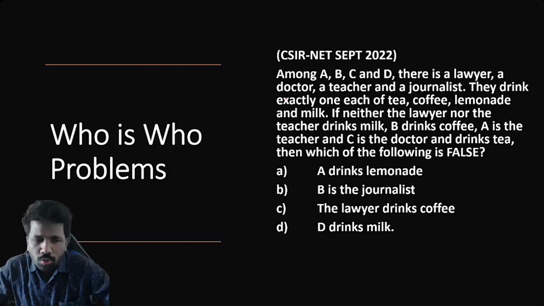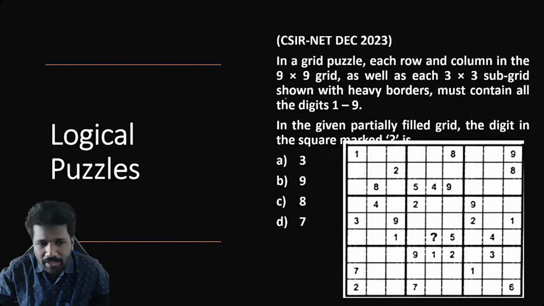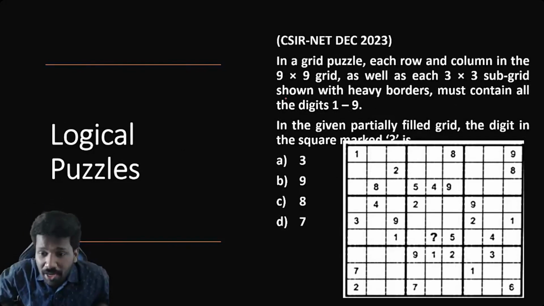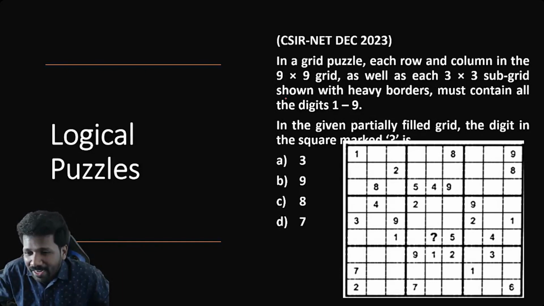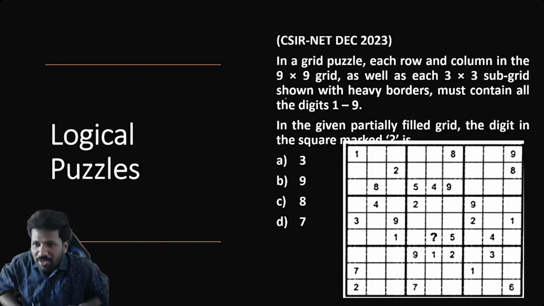So that is a who's who problem example. Next is logical puzzles. Puzzles can be anything. And last to last year, this kind of puzzles are there. Like literally games that you have played in school or games that you are still playing. Sudoku is a game that you all know, right?